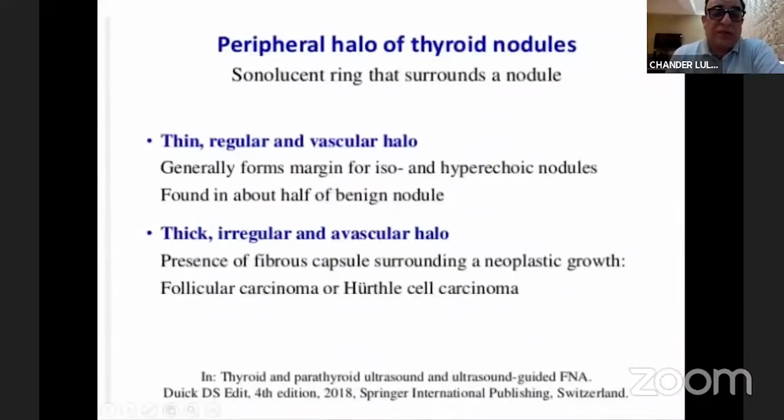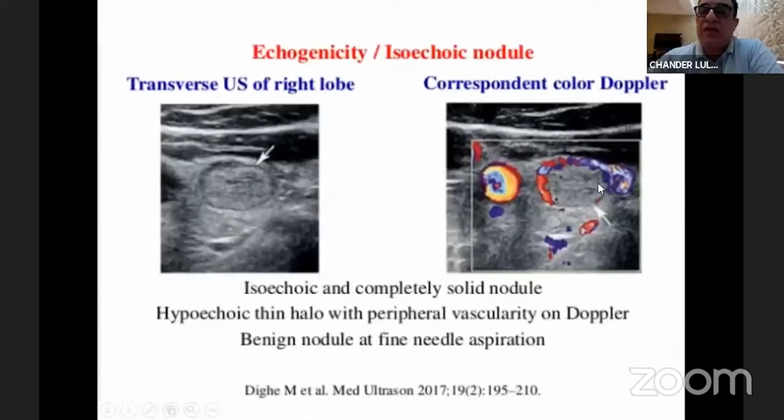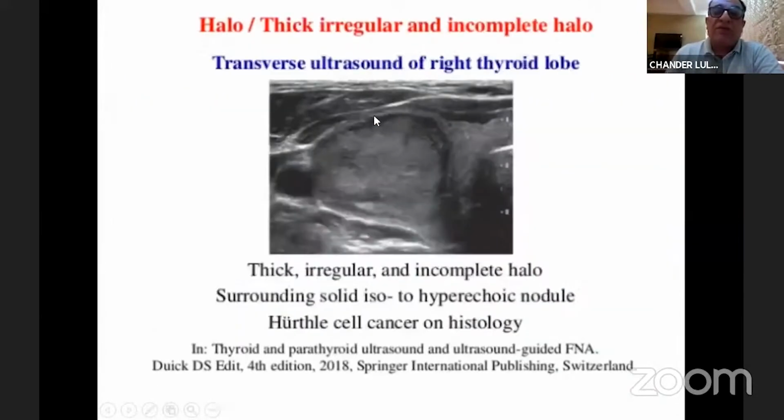Looking at the halo again, like I said, if it's thin and it is vascular, normally the halo is vessels which are compressed in the periphery. This indicates a benign nodule. And again, here you can see a benign nodule. This is a very irregular, thick halo, and this is suspect, and this was a Hurthle cell carcinoma here.